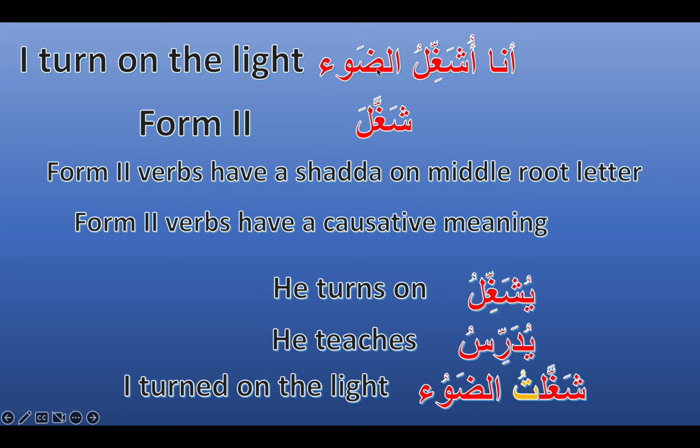I turn on the light. أنا أشغل الضوء. So شغل is form 2. Form 2 verbs have a shadda on the middle root letter. They have a causative meaning. So I'm causing the light to operate in a sense. In the present, the conjugation pattern is slightly different from verbs we've previously seen. Instead of ashghalu or ashghilu, it's yushaghilu, he turns on. I turn on, ushaghilu. You turn on, tushaghilu. So you need to learn the vowel pattern for conjugating the verb in the present.